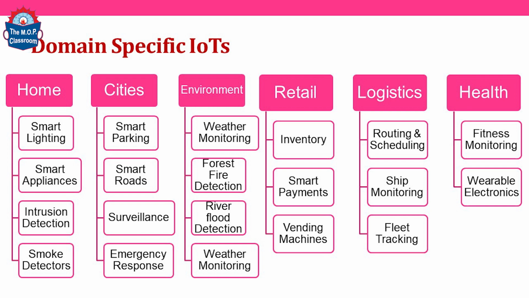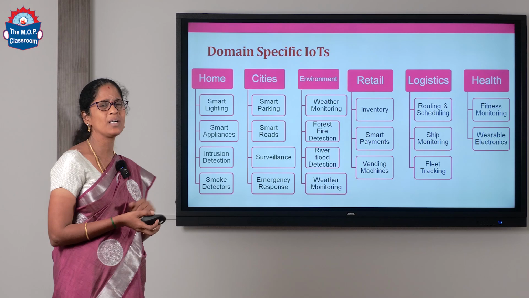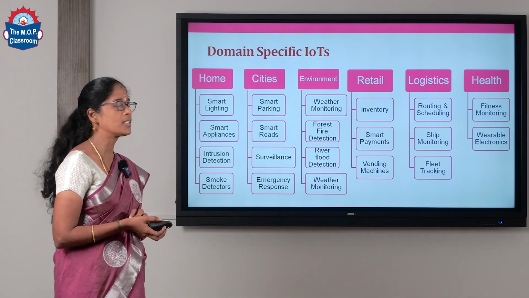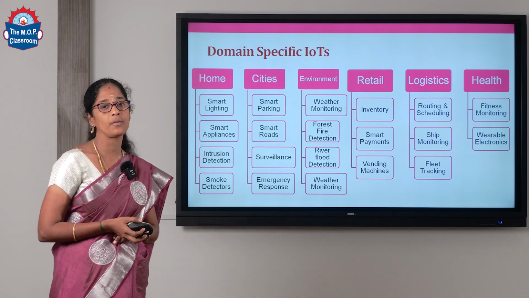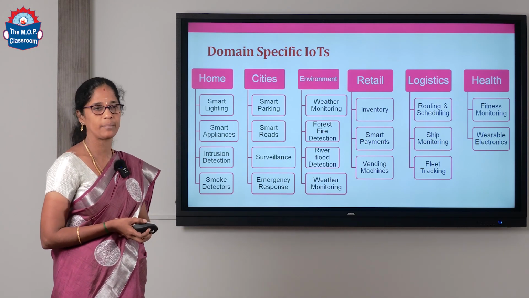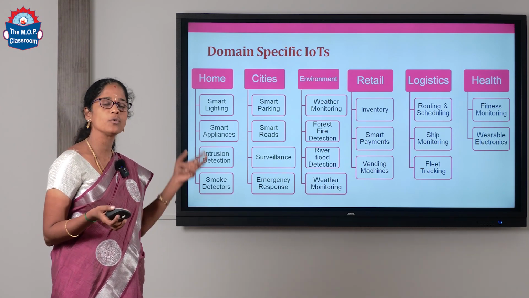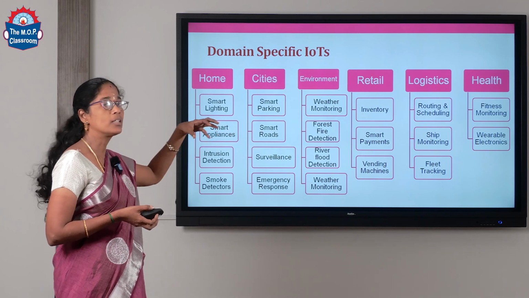Moving on to the city, you have smart roads or surveillance cameras, where IoT devices are sensing what is happening on roads and taking appropriate action. Moving on to the environment, we all know weather forecasting, forest fire detection, river flood detection and weather monitoring, all of which come under the environment. Moving on to retail, we are well aware of smart payments and vending machines. Without humans, nowadays we get our desired products through vending machines. And in logistics, it is about ship monitoring and route scheduling. These are the various applications where the devices are in place.